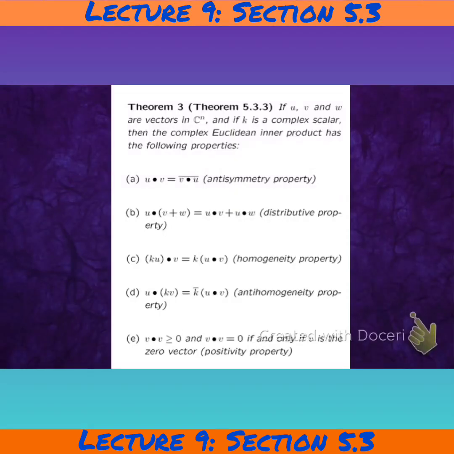The following theorem just gives us some properties of conjugation and the dot product. I'm going to leave all of this for you guys to verify. If u, v, and w are vectors in Cn, and if k is a complex scalar, then the complex Euclidean inner product has the following properties. u dot v is the same as the conjugate of v dot u.